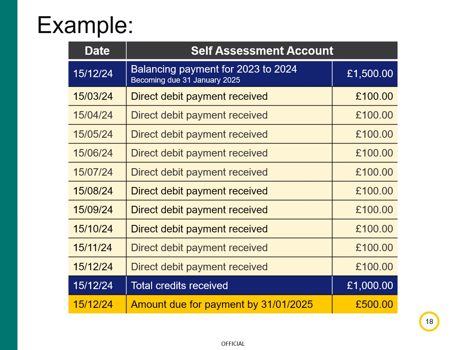Around 45 days before the 31st of January 2025, the balancing payment will then show as becoming due. At this point, the £100 monthly payments you've been making each month will be allocated to the balancing payment and taken off the amount becoming due. Anything left to pay must be paid by the 31st of January 2025 to avoid any late payment penalties and interest charges. So in our example, on the 15th of December, the amount left to be paid is £500. If a further direct debit is paid on the 15th of January, that will leave £400 to pay by the 31st of January 2025.